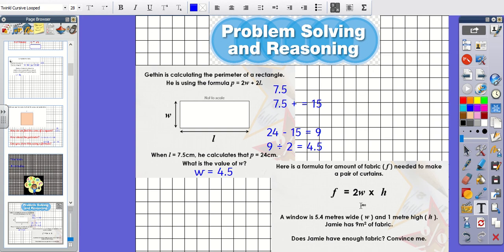Convince me. So let's go back to this formula, 2W. So we know that W is 5.4. So 5.4 times 2 would give us 10.8. And we are multiplying 10.8 by 1 because our height is 1. So that would give us, still the same, 10.8 meters squared. Now, Jamie has 9 meters squared of fabric. Does he have enough? No, he doesn't.